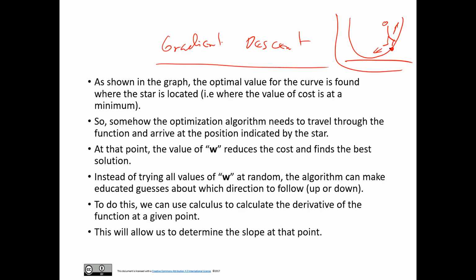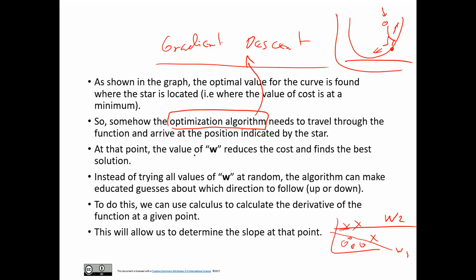All right, so as shown in the graph, the optimal value for the curve is found where the star is located, where the value of cost is at a minimum. So somehow the optimization algorithm, gradient descent, needs to travel through the function and arrive at the position indicated by the star. So the giant, right, needs to travel somehow. At that point, the value of W reduces the cost and finds the best solution. So again, that means that W was not that one. That's a bad W. Instead, we have a W that's a little bit more like that, right? So this is W2, W1, which is the set of parameters. So that's what that means. At that point, the value of W reduces the cost and finds the best solution.